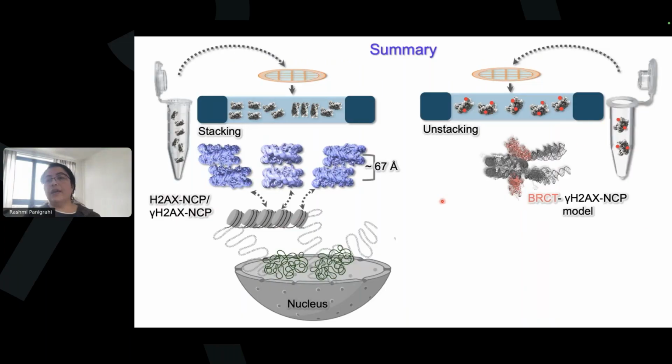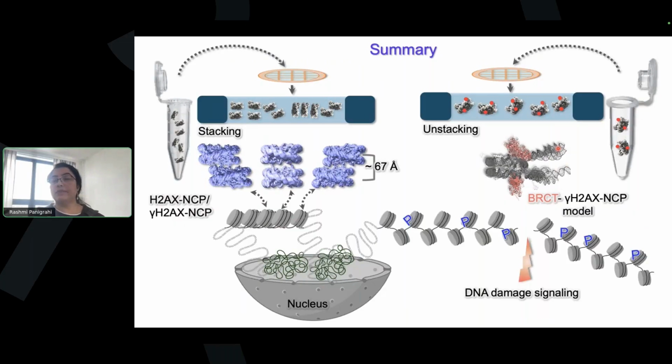Now, for the BRCT-bound system, we did not see any stacks. We prepared the model and performed molecular dynamics simulation, and what our simulation suggested, including our negative controls, is that this packing has to be disrupted for the BRCT to recognize the phosphorylated gamma H2AX tail, and thereby lead to the recruitment of DNA repair factors downstream.